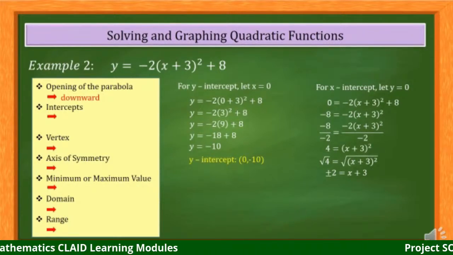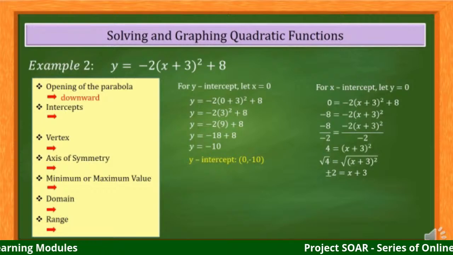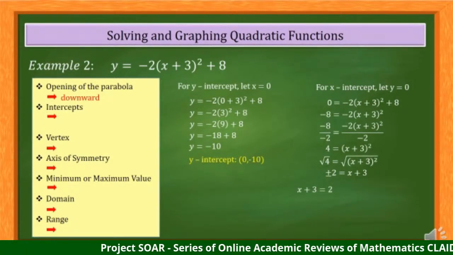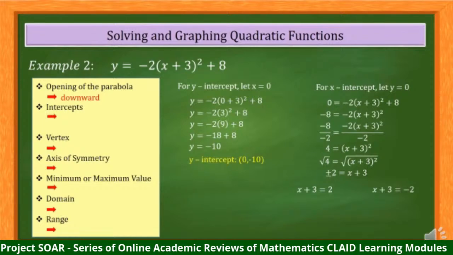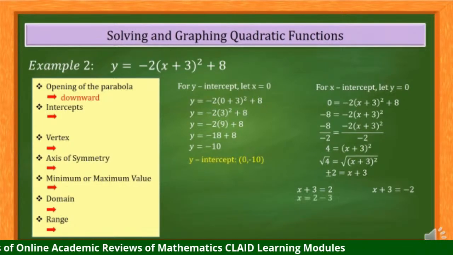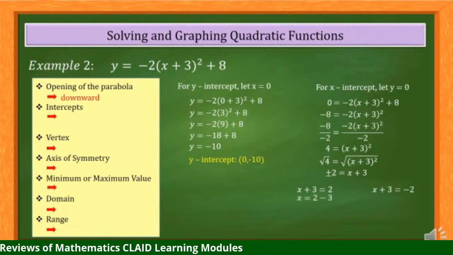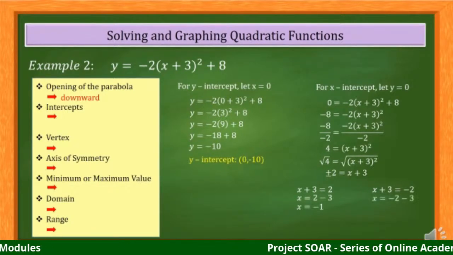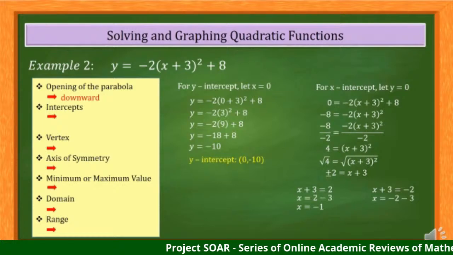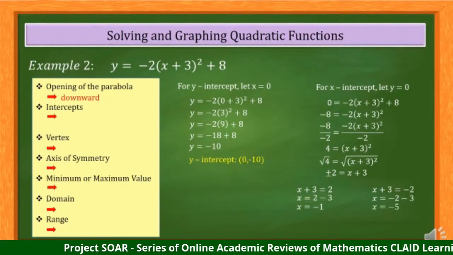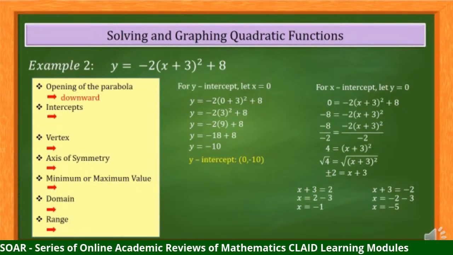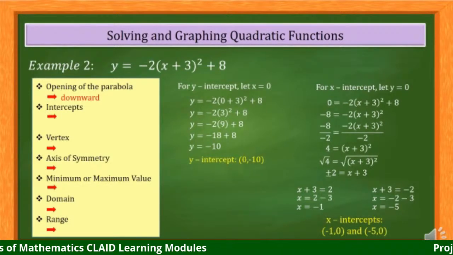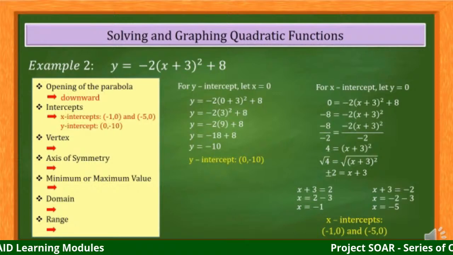Then ang gagawin natin, i-equate natin yung x plus 3 sa positive 2 at sa negative 2. So we have x plus 3 equals 2 and x plus 3 equals negative 2. So we have x equals 2 minus 3. The answer is x equals negative 1. Doon naman sa isa, we have x equals negative 2 minus 3. Then x is equal to negative 5. So our x-intercepts are negative 1, 0 and negative 5, 0.